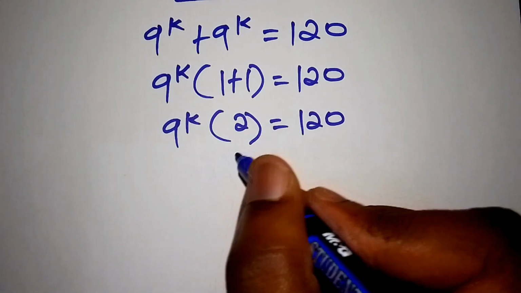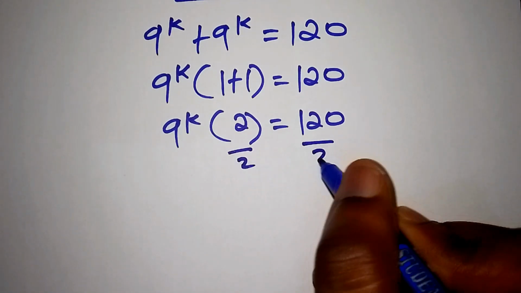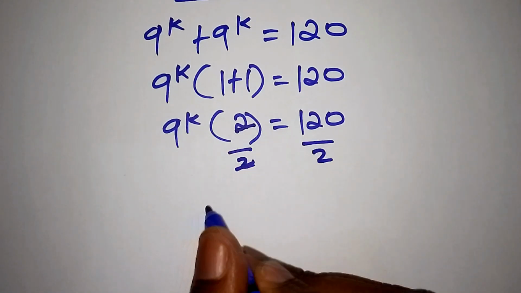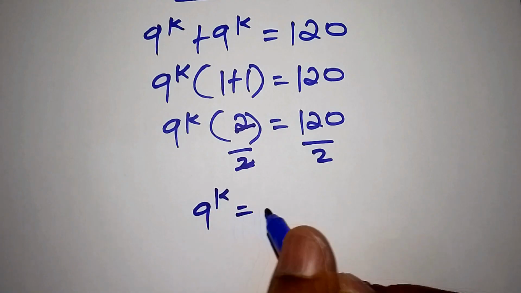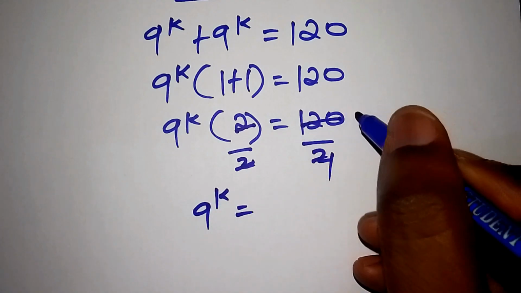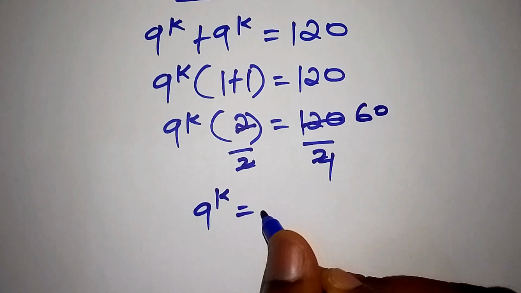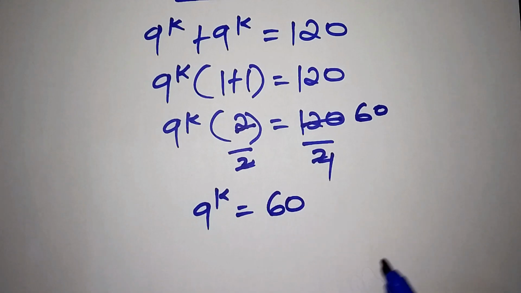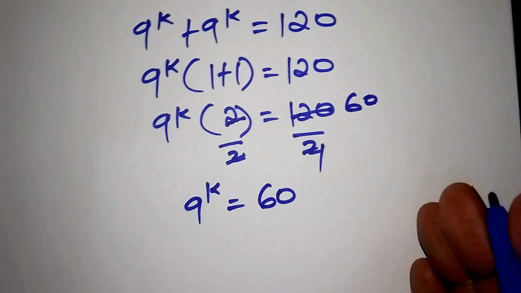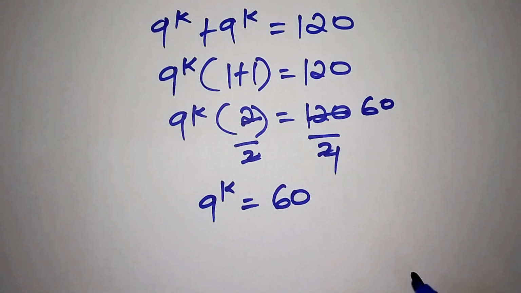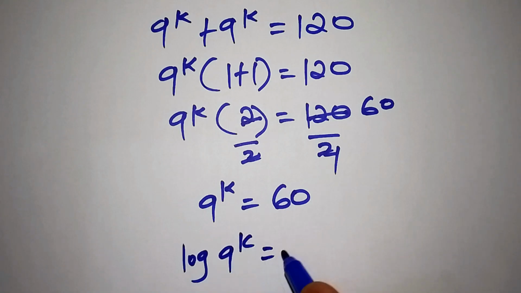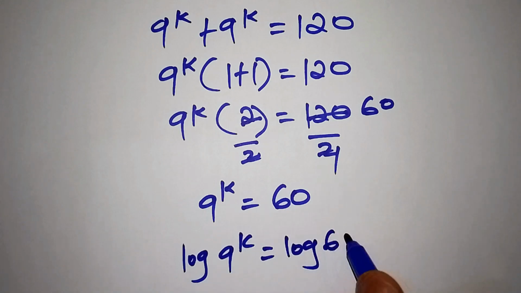So now we divide by 2 and 2. So 2 by 2 shall cancel. So 9 to the power of k is equal to 120 divided by 2, which is 60. This is where we have reached now. We want to give the best approach to work it out quickly, within just a minute. So we shall introduce the log. So the log of 9 to the power of k is equal to the log of 60.